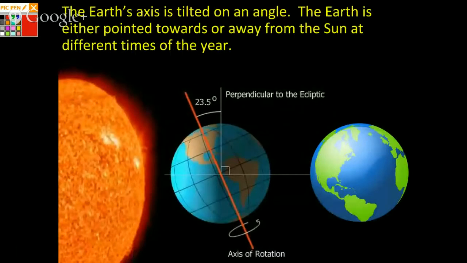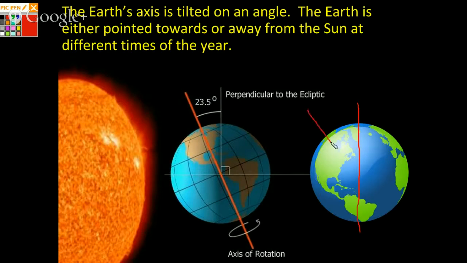Now, the reason we do have the seasons. The Earth's axis is tilted on an angle. An axis is an imaginary line that cuts through the center of an object. All objects have an axis. The Earth's axis, in this picture right here, would be presented vertically, or straight up and down through the Earth. This is how often we're used to seeing the Earth, in a straight up and down way.